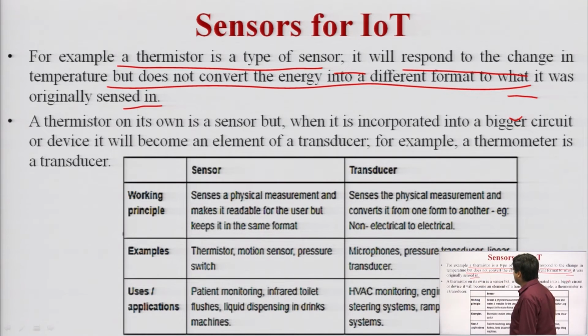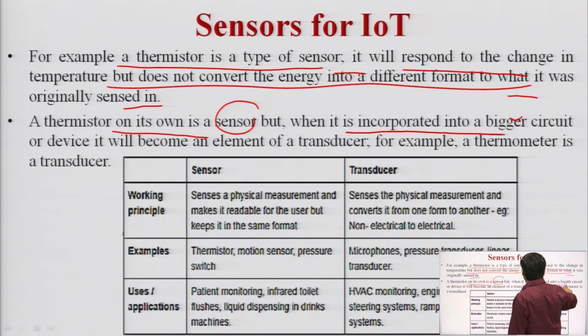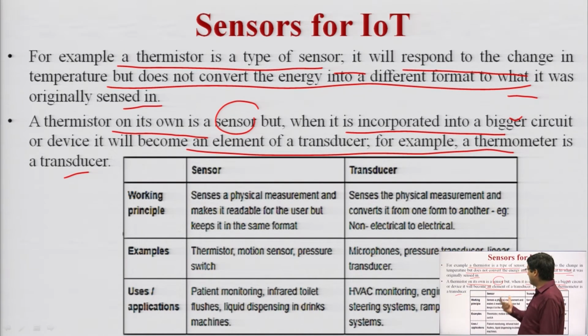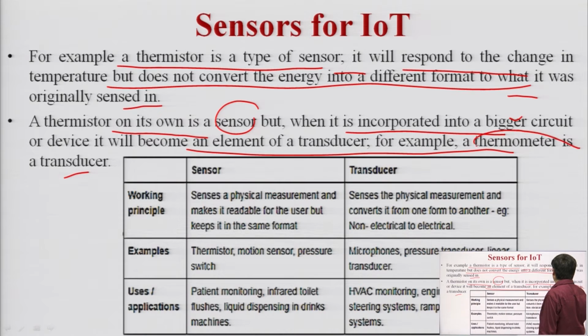So, a thermistor is a sensor. What will the thermistor do? It senses the temperature and keeps it in the same format. But when this thermistor is on its own it is a sensor, but when it is incorporated into a bigger circuit, if we are using the thermistor in a bigger platform, it will become an element of a transducer. For example, a thermometer is a transducer. A thermistor on its own is a sensor, but when it is incorporated into a bigger device, it works as a transducer like a thermometer.